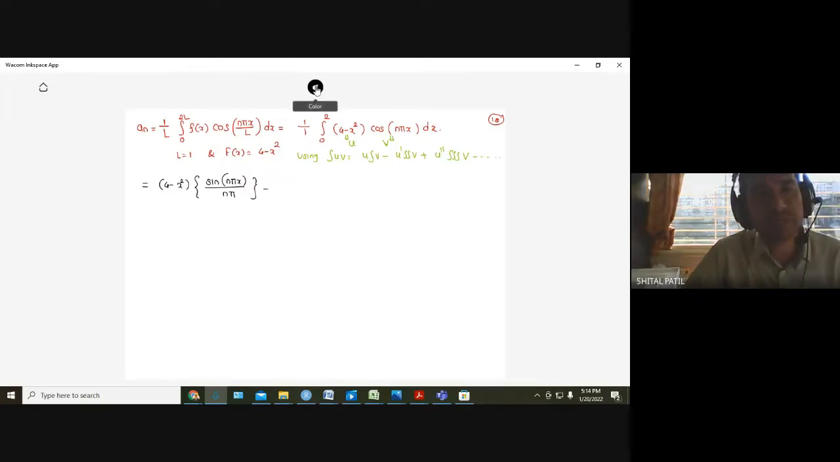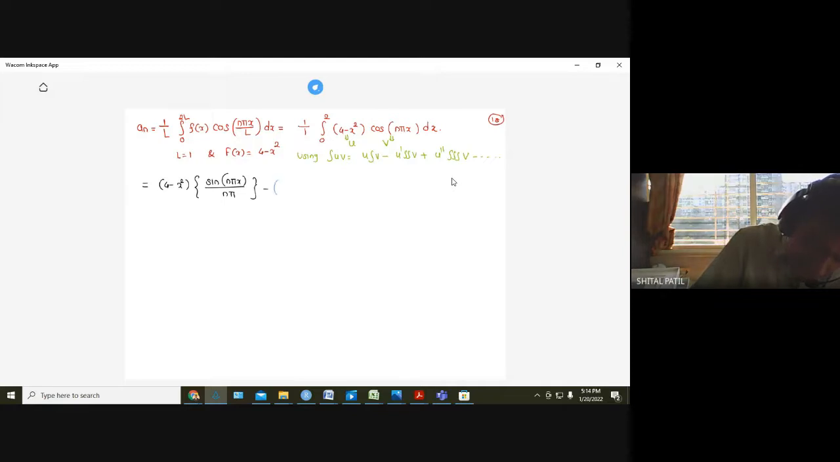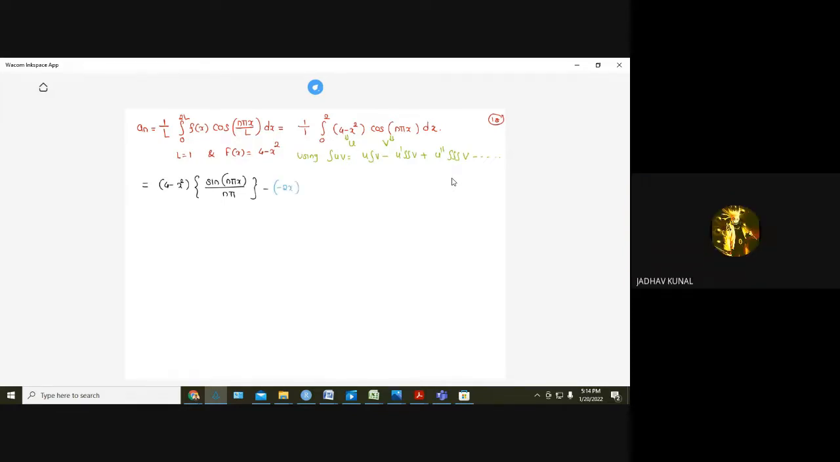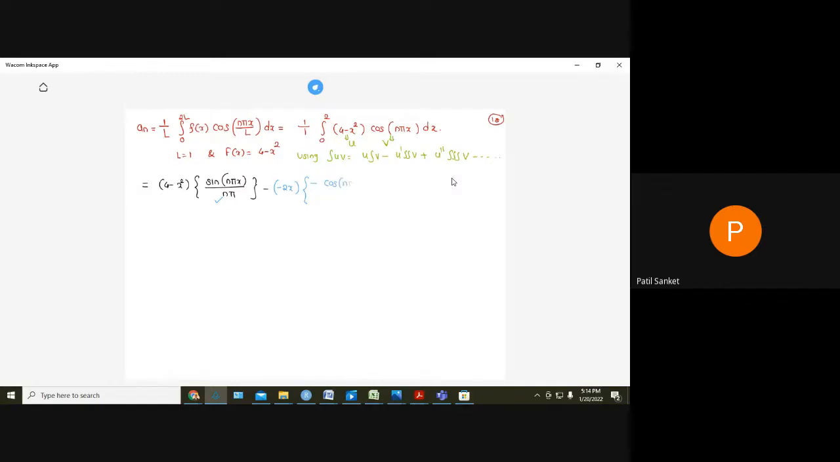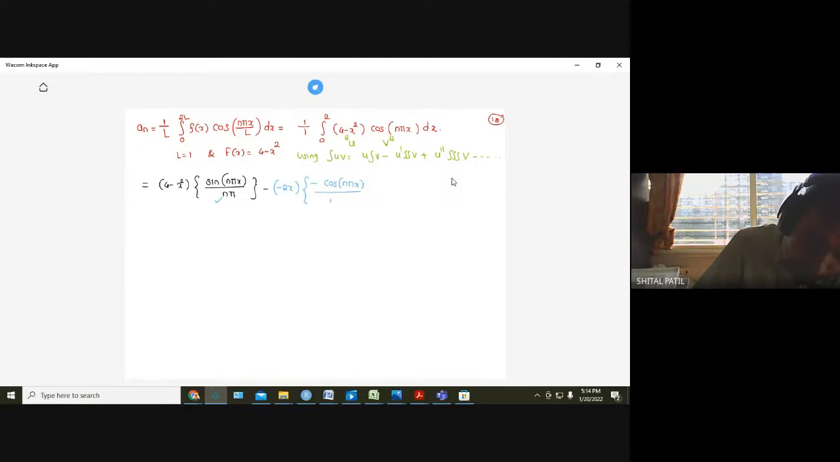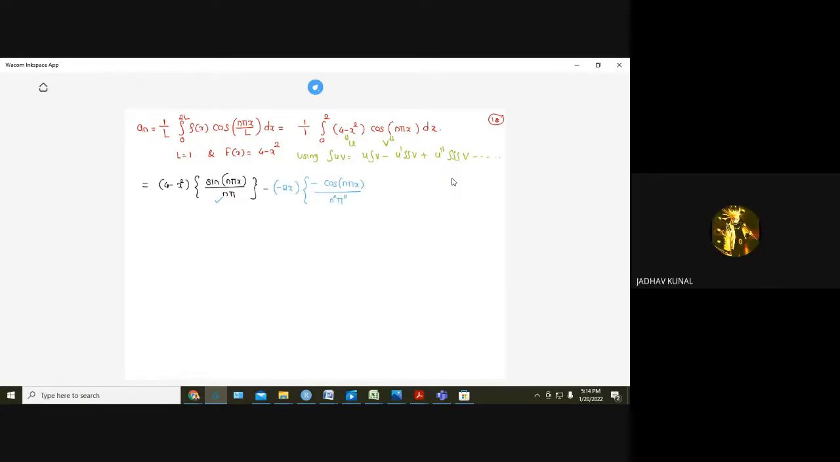Now let me write the second term. U dash, the derivative of 4 minus x square, is minus 2x. And then integration of v twice: we already know the first integral is sine, so integrating it once again gives minus cos n pi x upon n pi, divided by another n pi, so that will be n square pi square.